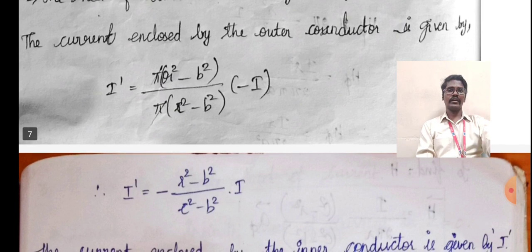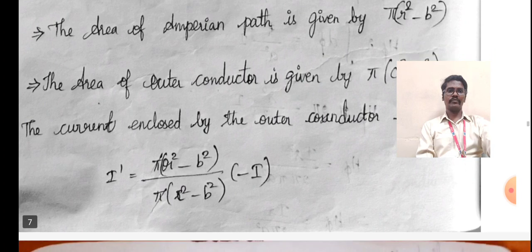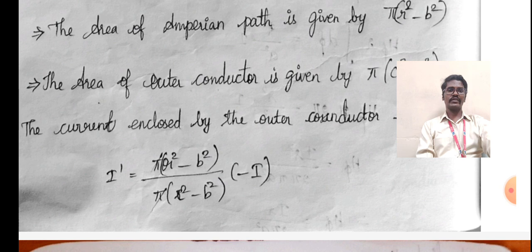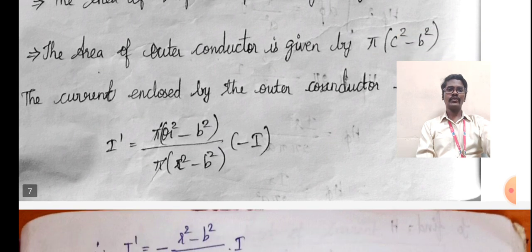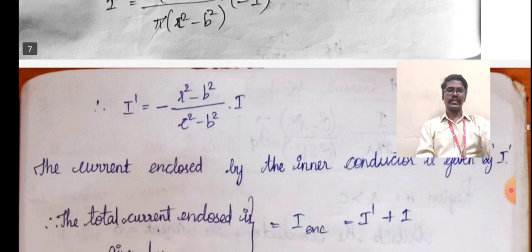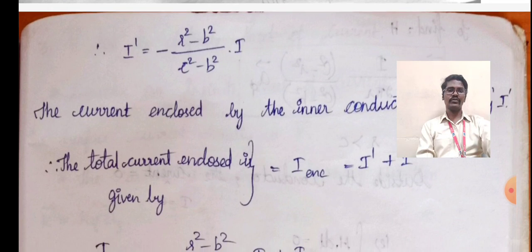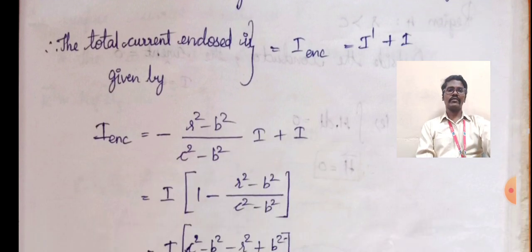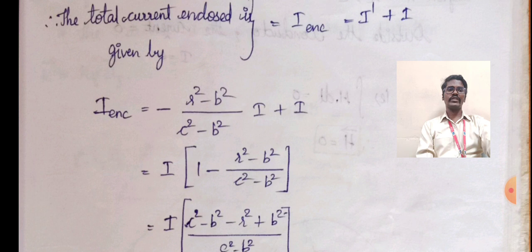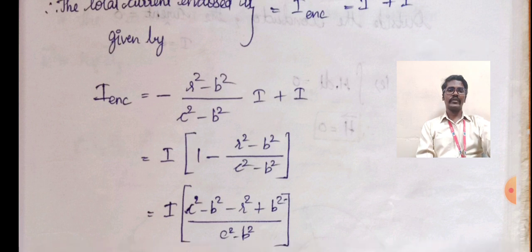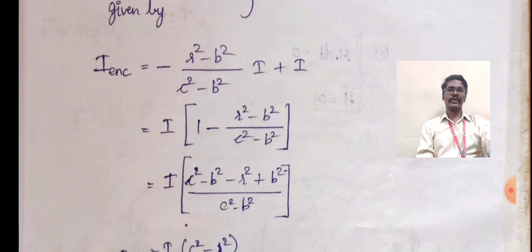Therefore the current in the outer conductor is given by I dash is equal to, that is, the Amperian path is pi of r square minus b square and the outer conductor is pi of c square minus b square into minus I. Pi and pi get cancelled, leaving out I dash is equal to minus r square minus b square divided by c square minus b square into I. Therefore the total current, I enclosed, is equal to I dash plus I. That is, for I dash it is minus r square minus b square divided by c square minus b square into I, plus the total current I.